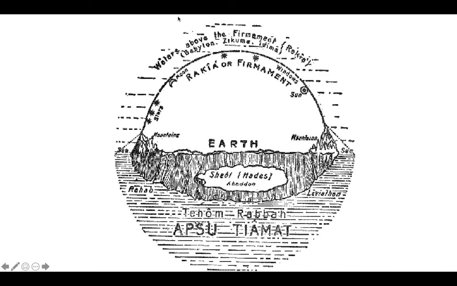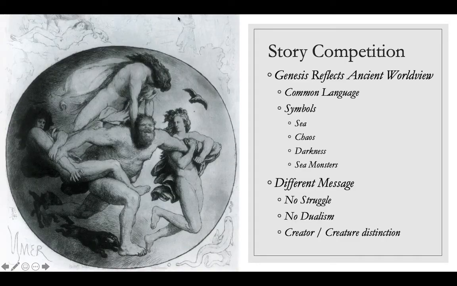When we read it in its ancient context, we see that it's using the same worldview, the same words, the same language, and the same symbols, and even the same view of the world as the ancient Babylonian, Egyptian, and other myths. But it's going to do something different. So in that way, it's engaging in a form of story competition. Genesis reflects the ancient worldview. It uses all the common things we just talked about. It uses water and chaos and darkness.